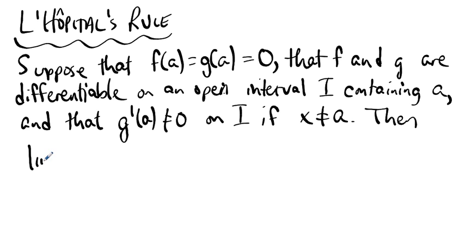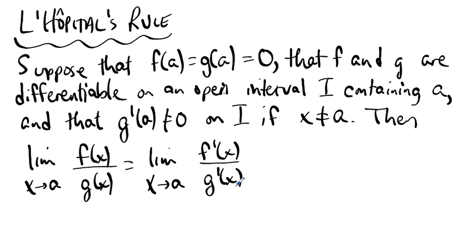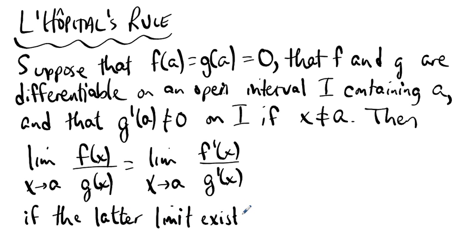Then the limit as x approaches a of f of x over g of x is the limit as x approaches a of f prime of x over g prime of x, if the latter limit exists. What does this say?